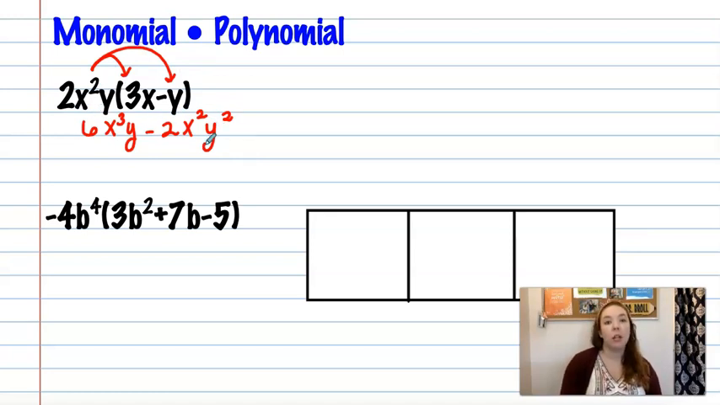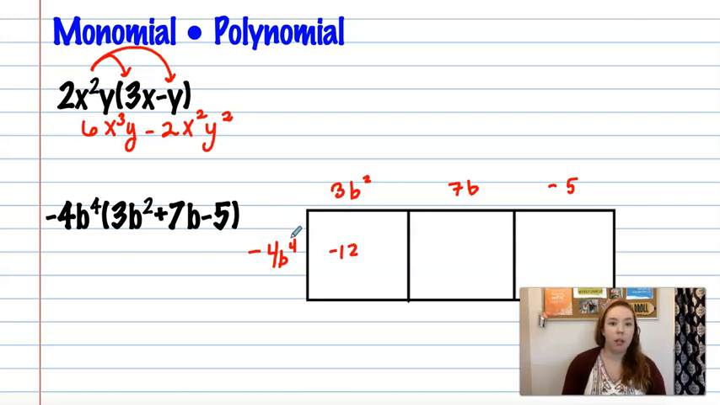Another way you can organize your thoughts is by using what we call the box method over here. So I'm going to put my 4b to the 4th on the left side since that's my one term. And then I'm going to put each of my terms along the top here. And this might help you see exactly what you're multiplying. So negative 4 times 3 is negative 12. B to the 4th times b squared is b to the 6th. Negative 4 times 7 is negative 28.